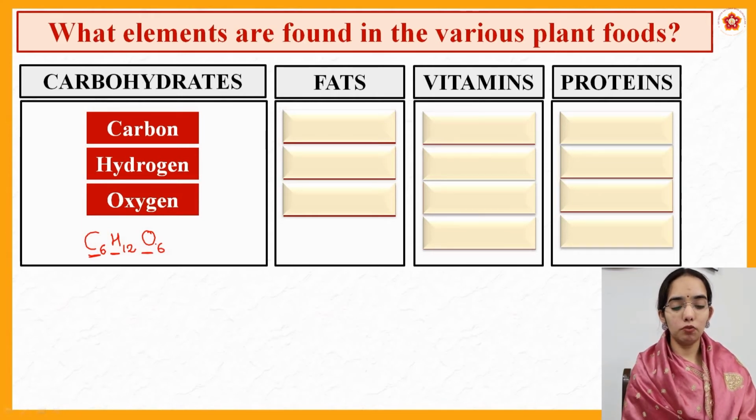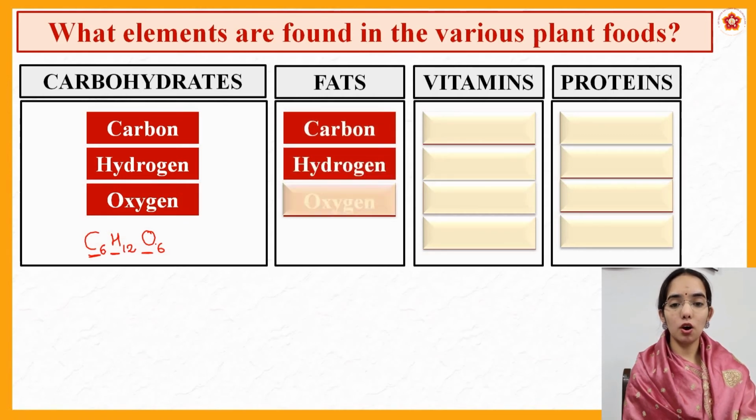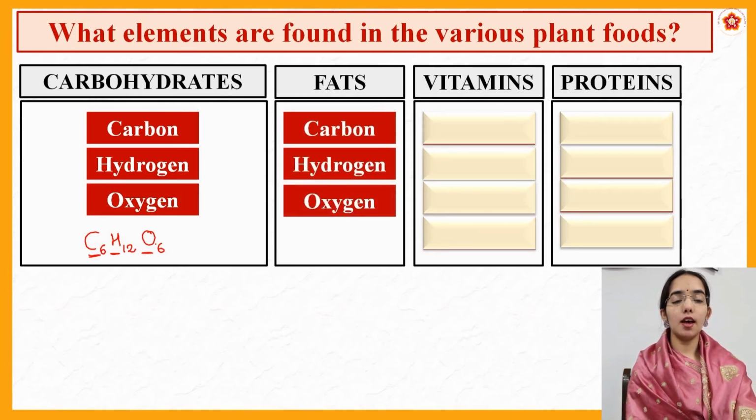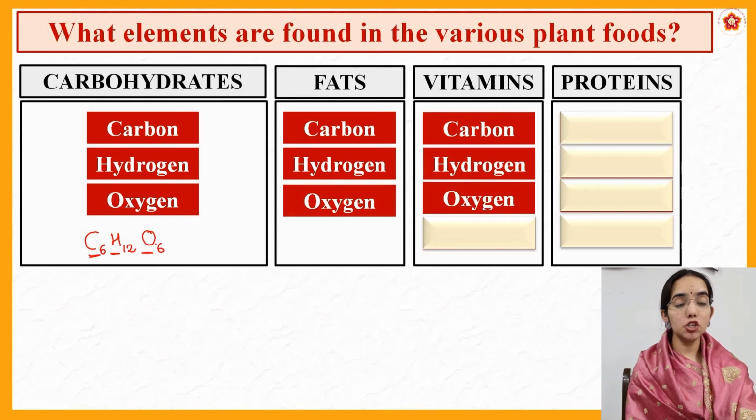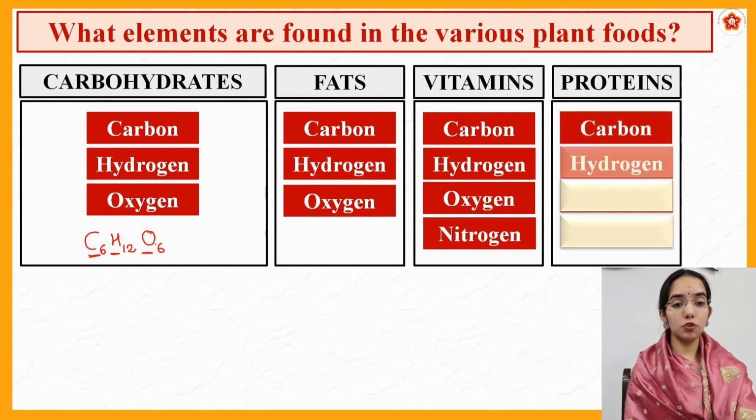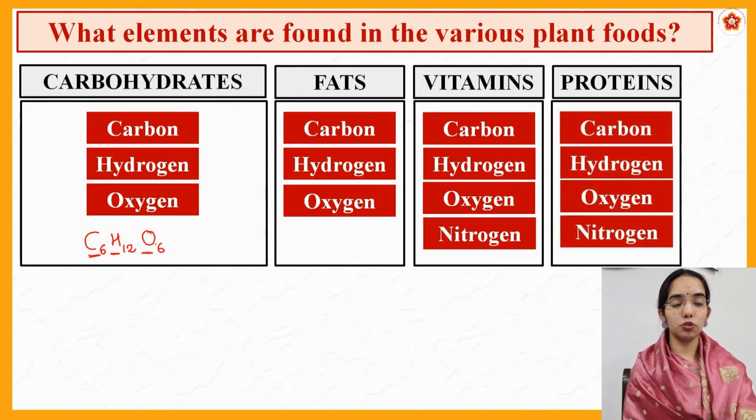Now what are the elements of fats? It is again carbon, hydrogen, oxygen. The elements of vitamins are carbon, hydrogen, oxygen. But in addition to it, it also has nitrogen. Likewise, protein also has carbon, hydrogen, oxygen and nitrogen.